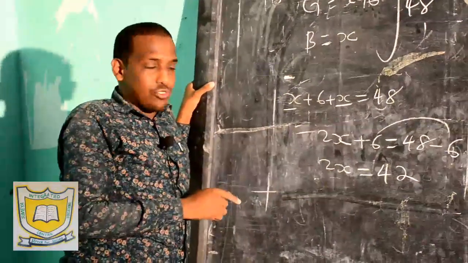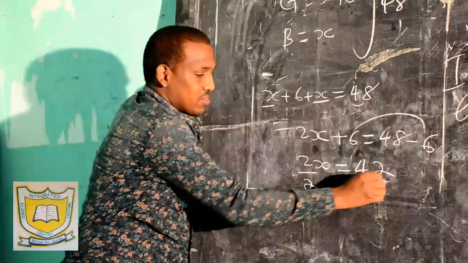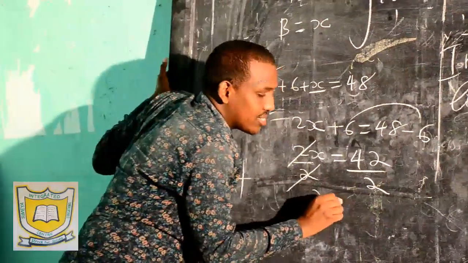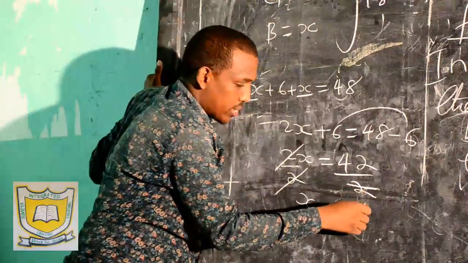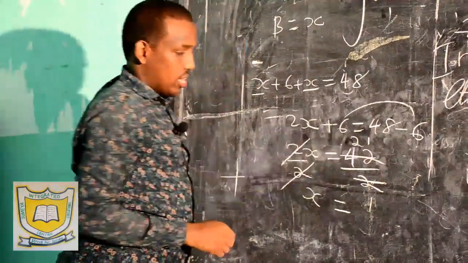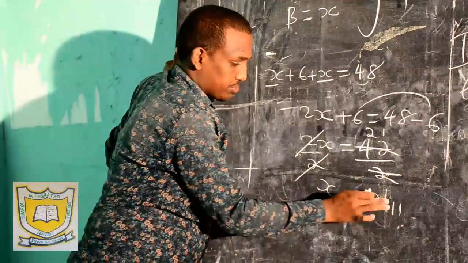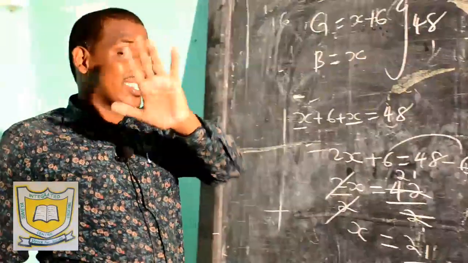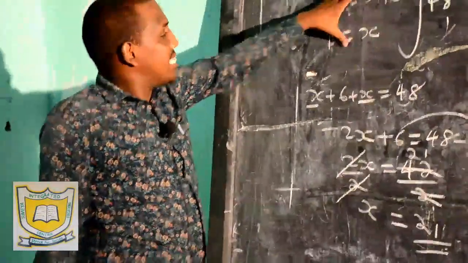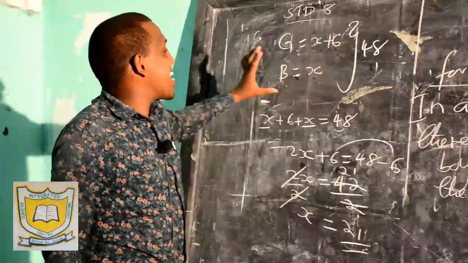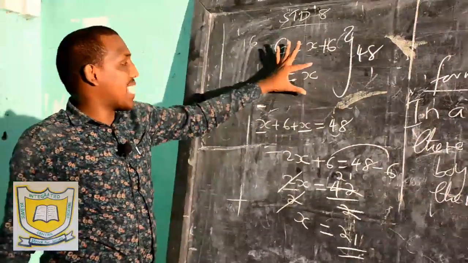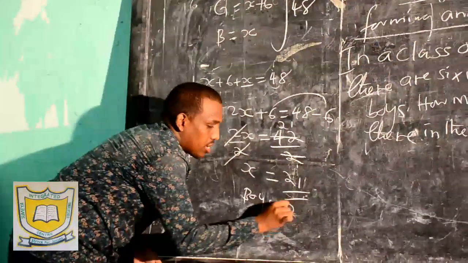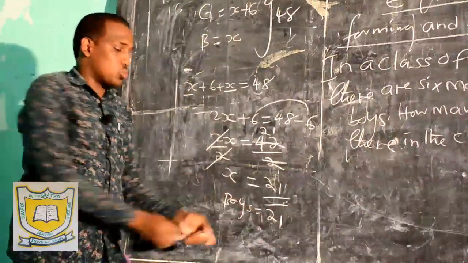How do we get the value of x? We divide both sides by 2. Cancel, cancel. So x is equal to 42 by 2, which is 21. So x is equal to 21. They are not asking the value of x. What they are asking is how many boys are there. Where are the boys? Boys are x. X is 21. So we say the boys are 21.